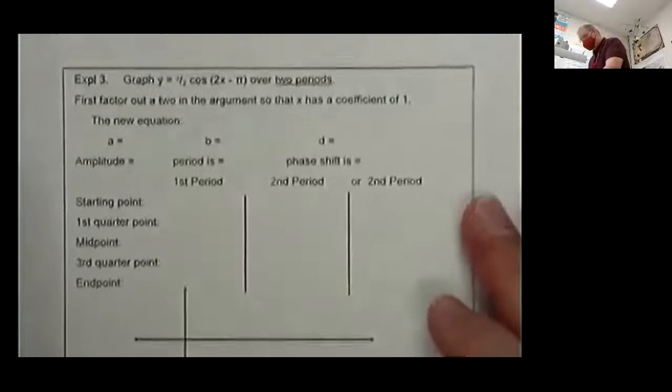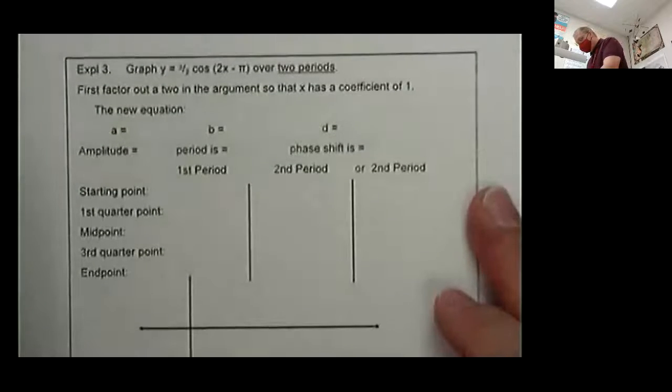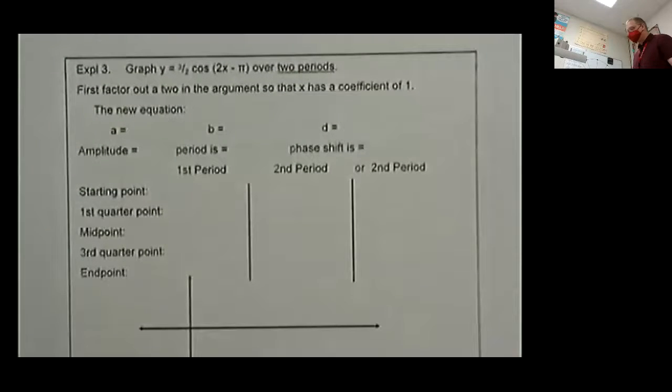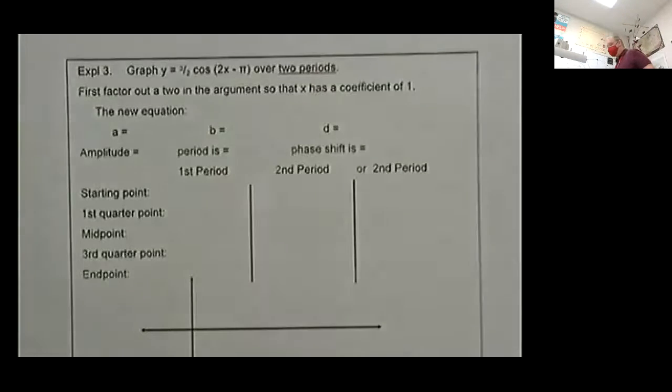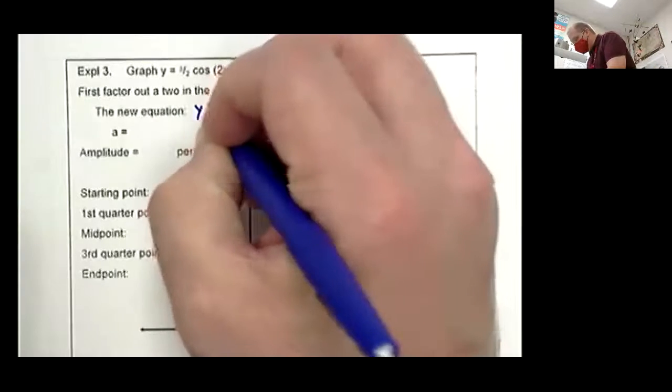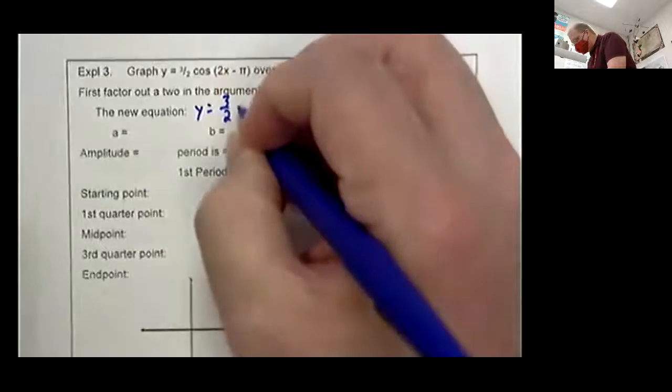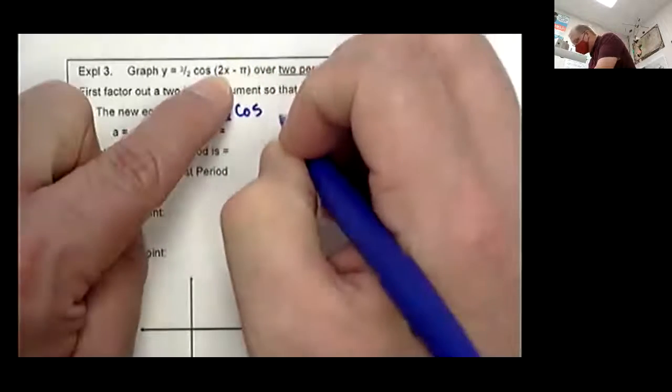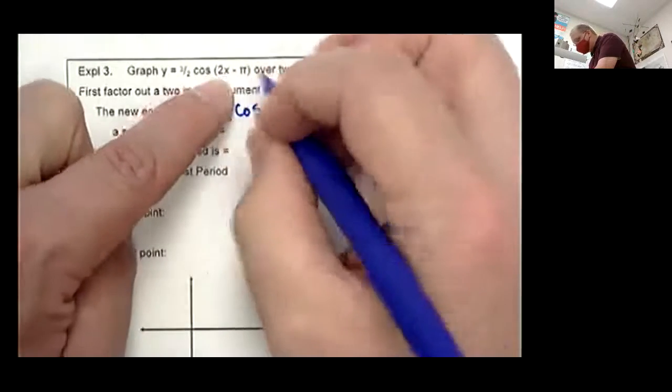Example 3. Now let's look at a graph over 2 periods, plugging in all of the parameters. Note, the first thing we want to do is factor out a 2 in the argument so that x has a coefficient of 1. That will help us get our correct phase shift. So our new equation is going to be y equals 3/2 cosine. We want to factor out the 2 to get the x to have a coefficient of 1.